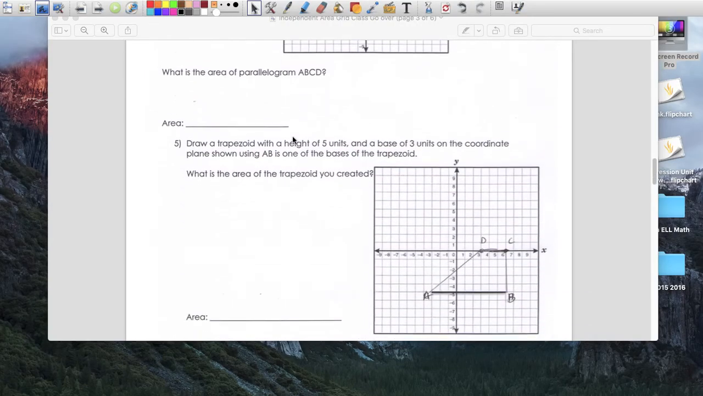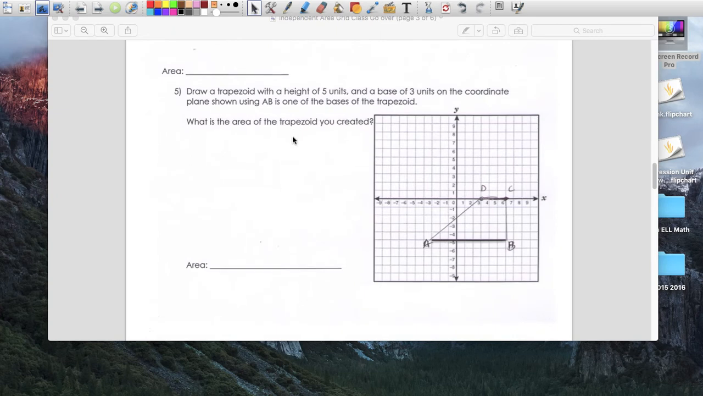All right, so draw a trapezoid with height of 5 units and a base of 3 units. So what you had here was this, A and B, nothing else. So you had to draw a trapezoid. So I chose just a simple trapezoid. The height had to be 5. So from B I counted 1, 2, 3, 4, 5, and that's how I decided on my C. Now, D, I chose D to be there. D could have been here, D could have been here, D could have been here.